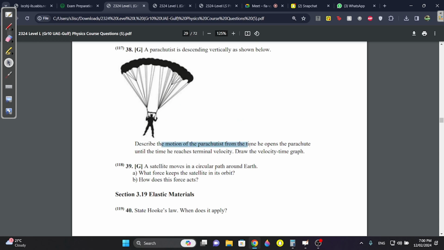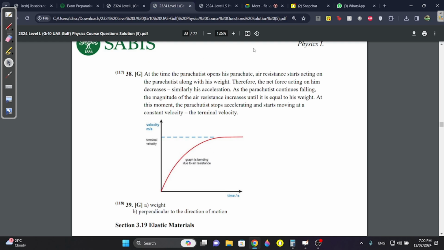They want you to describe the motion of the parachutist from the time he opens the parachute until he reaches the terminal velocity by drawing the VT graph. Okay, the parachutist once he jumps, air resistance starts acting on the parachutist, right? Because after he jumps out of the plane, he's falling now, and there's air resistance, the drag force acting on him. So obviously, the net force that's acting on him will start decreasing.